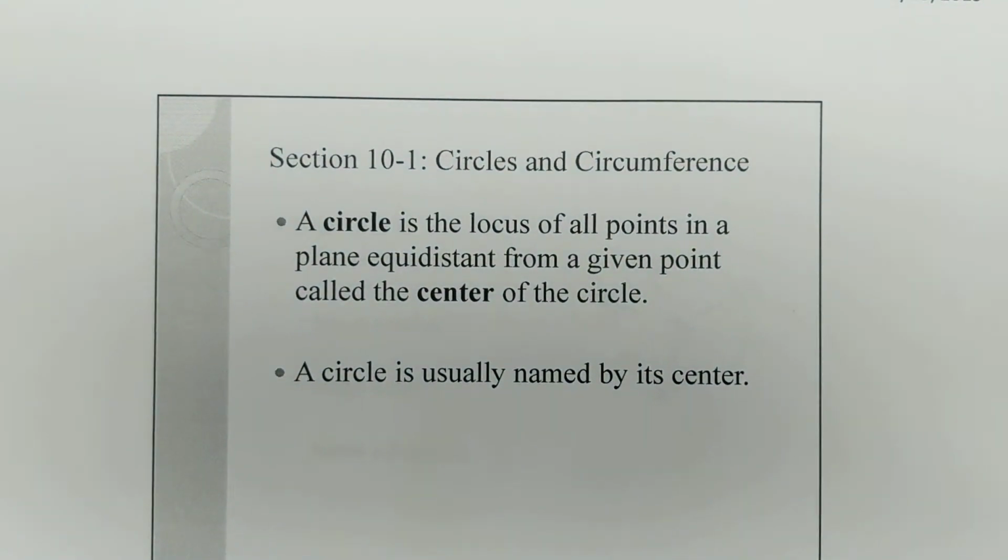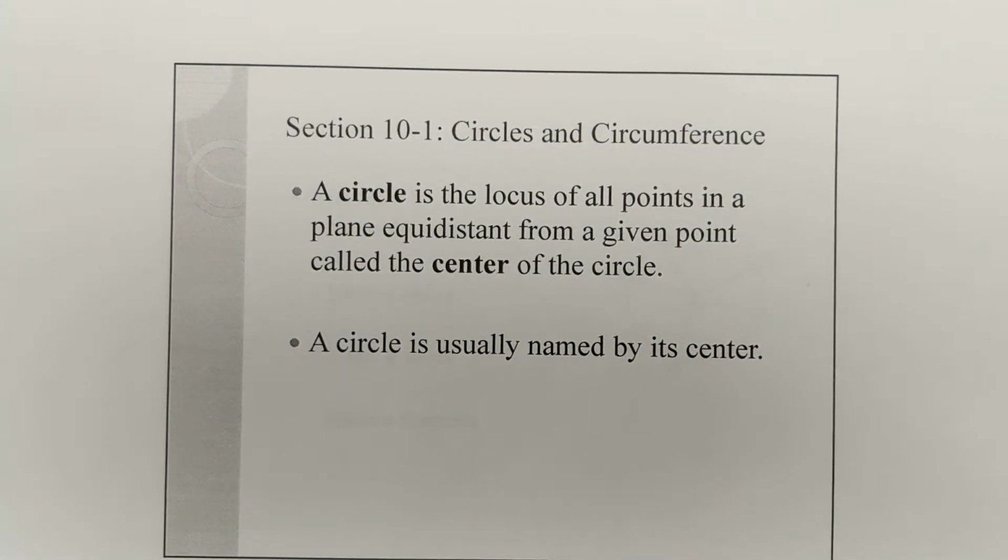Okay. So, definition of a circle there. A circle is the locus of all points in a plane equidistant from a given point called the center of the circle. So that's how you get the, for lack of a better word, the circle shape of the circle. Each of those points on the edge of the circle that make up the circle itself is the same distance from the center. When you name a circle, circles are named by their center, whatever that point happens to be.